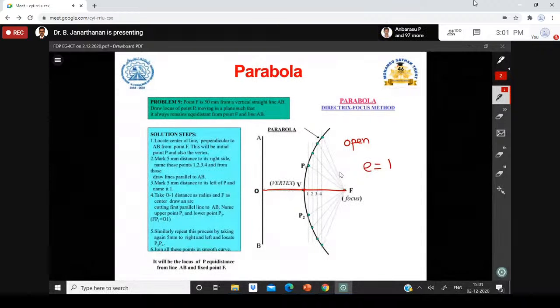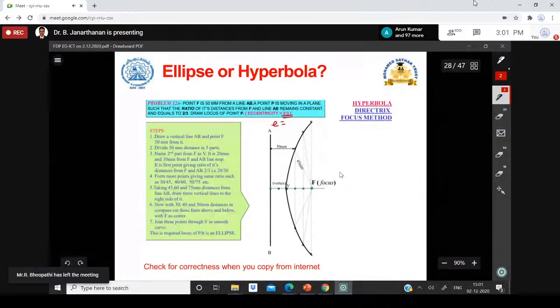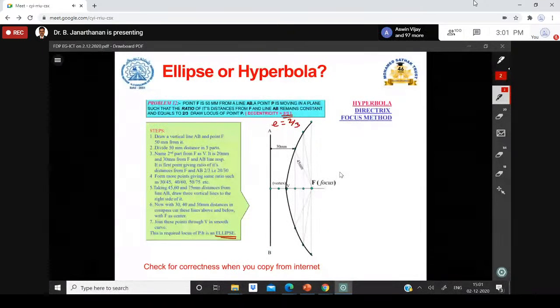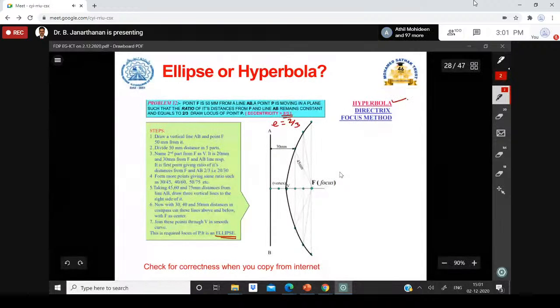Then this is the hyperbola. It is given here. See, I have taken this to tell you that whatever you take from the internet, don't assume that it is correct. Here they have given the ellipse problem because the eccentricity is 2 by 3, and they have explained the concept for drawing the ellipse. But they have drawn the hyperbola here, and they have mentioned hyperbola, which is not correct. So check the correctness when you copy from the internet.